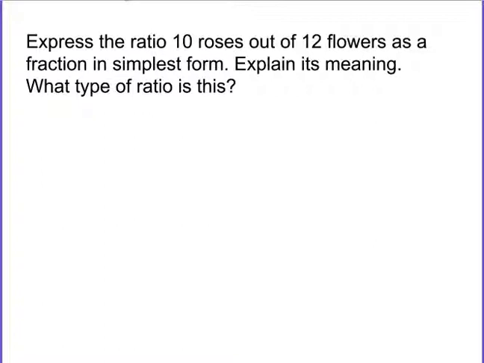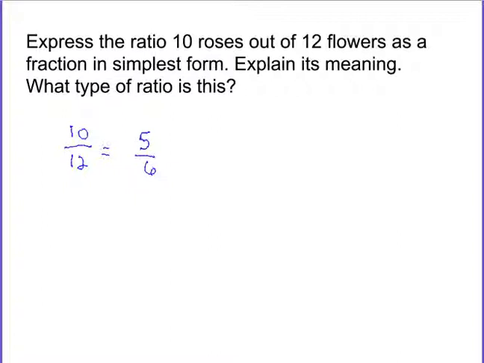Austin: First is 10 out of 12, and then simplified, it's 5 out of 6. Okay, and what does that mean? 5 out of 6 means what? Riley? Well, I just had it. 5 out of all 5.